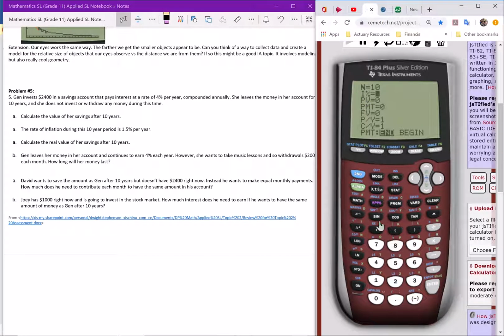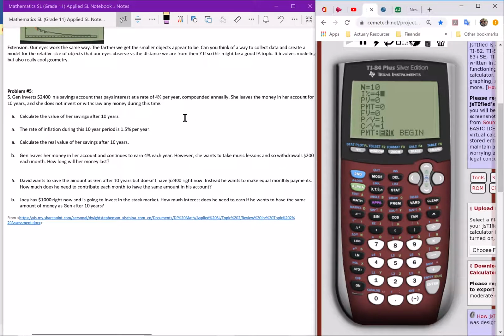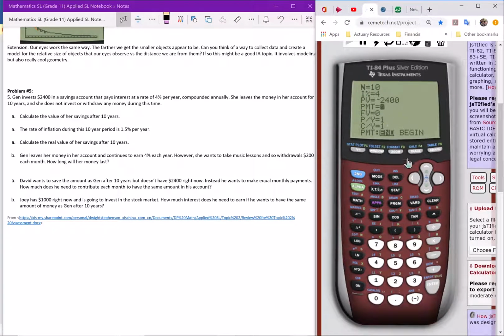The I percent is the interest rate. You can just put it as a regular percent. You don't need to convert it to a decimal. And what we have is the present value. I'm going to put it as negative 2,400 because she's paying $2,400 into her account. PMT is payment. She's not making payments. She's just leaving it in there. And what we're curious about is the future value.